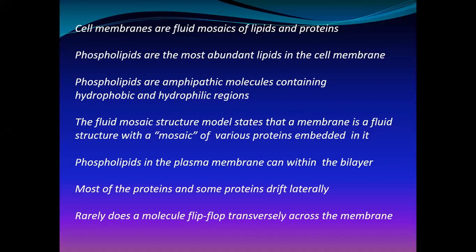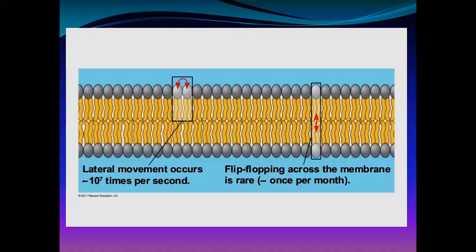Most of the proteins, and some proteins, can drift laterally, from one place to another. A phospholipid can also go from one monolayer to another monolayer, but very rarely. That movement is called flip-flop movement. With lateral movement, a phospholipid on the left-hand side can be replaced by the phospholipid on the right-hand side. That is what you call lateral movement.